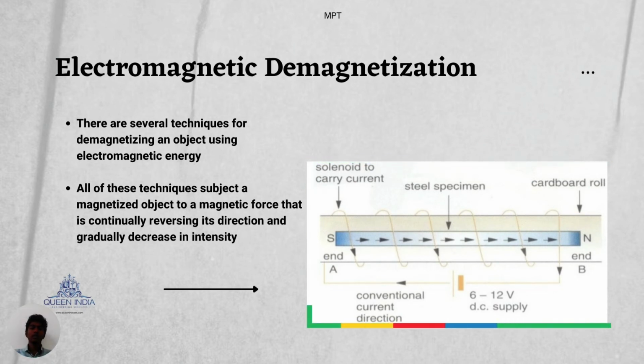Electromagnetic demagnetization. There are several techniques for demagnetizing an object using electromagnetic energy. All of these techniques subject a magnetized object to a magnetic force that is continually reversing its direction and gradually decreasing its intensity.